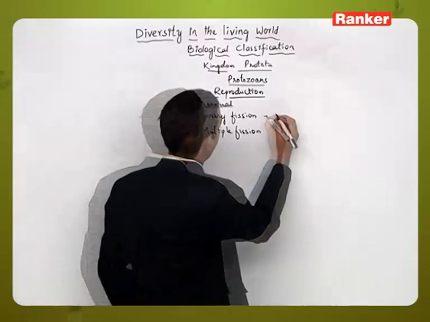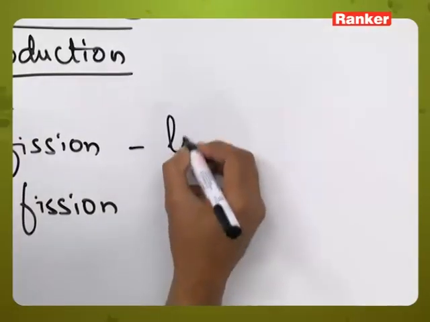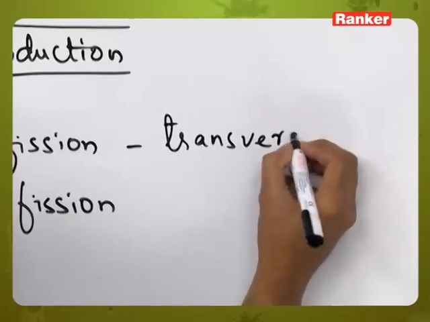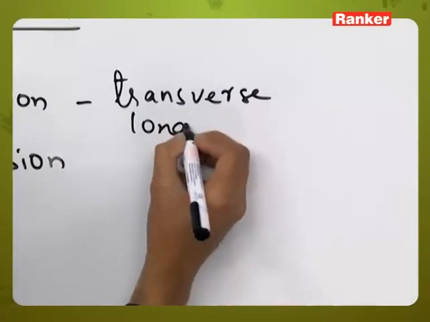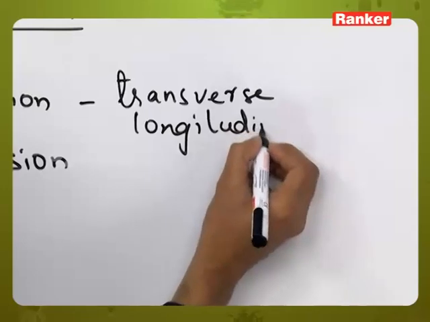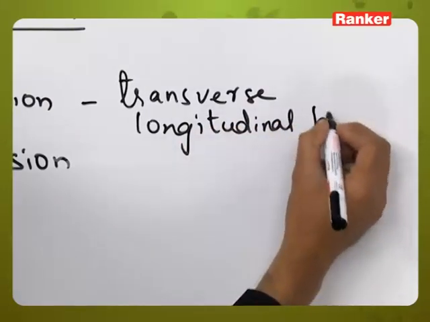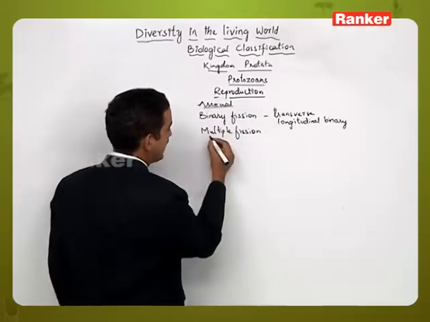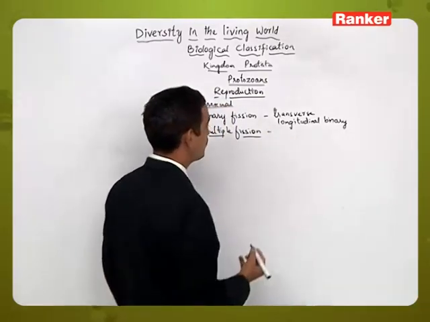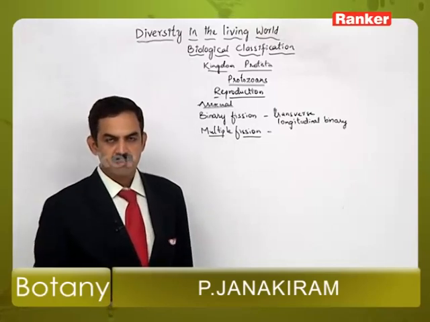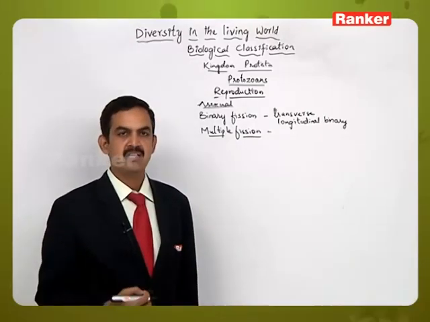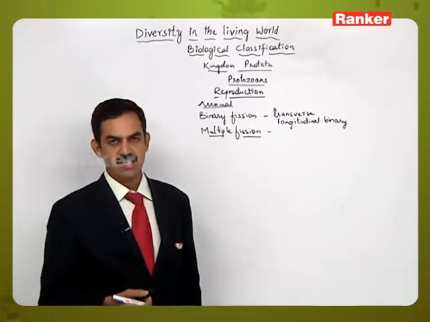Here the binary fission may be either transverse binary fission or sometimes longitudinal binary fission. Then multiple fission is a process where the organism divides into many small fragments and each fragment converts into a daughter individual.